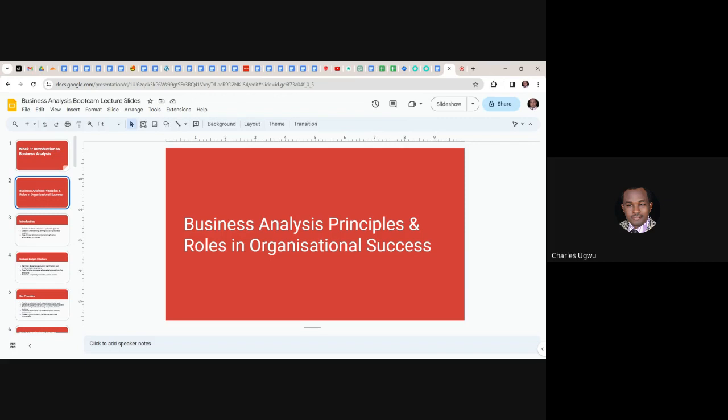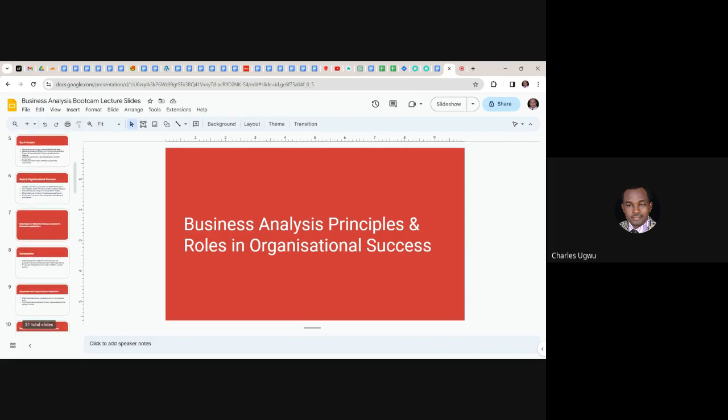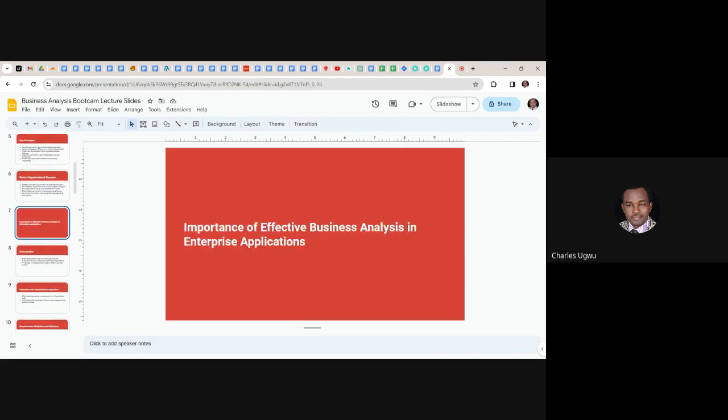And tonight, we are going to be looking at the importance of effective business analysis in enterprise application. So the first thing we need to do is, we already know what business analysis, the principles and everything, but what is enterprise application?